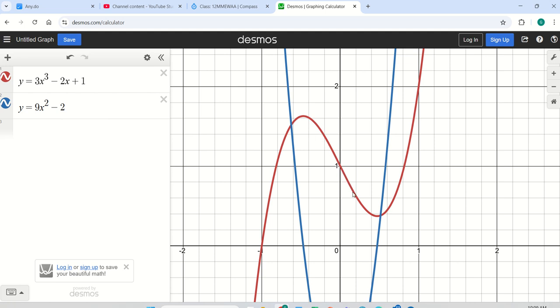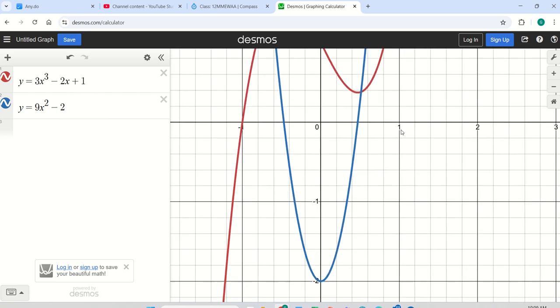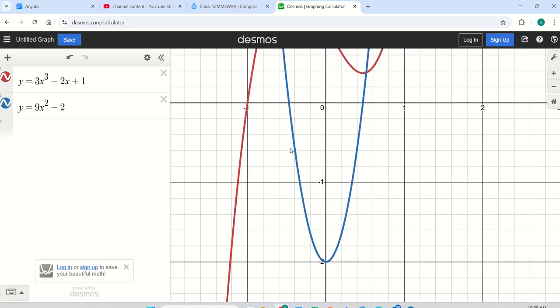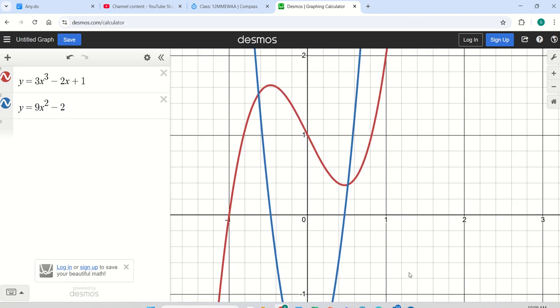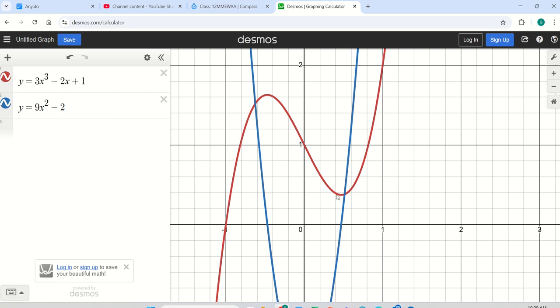It's going downhill, downhill, downhill until we get to the other turning point. So for this section in here, the gradient is all negative. And so you'll see the derivative function is below the x-axis for all of this section in here. So we've got a negative gradient, which means the derivative function will be under the x-axis.